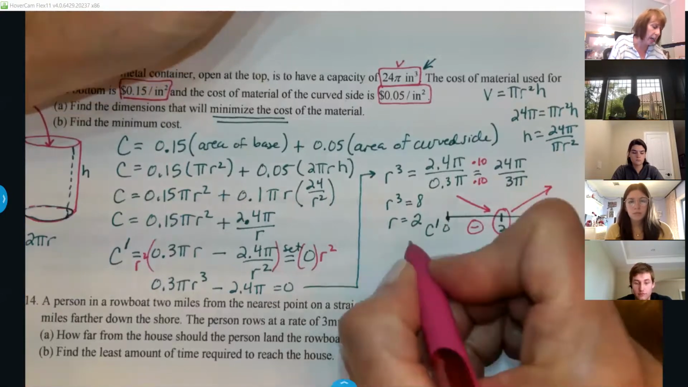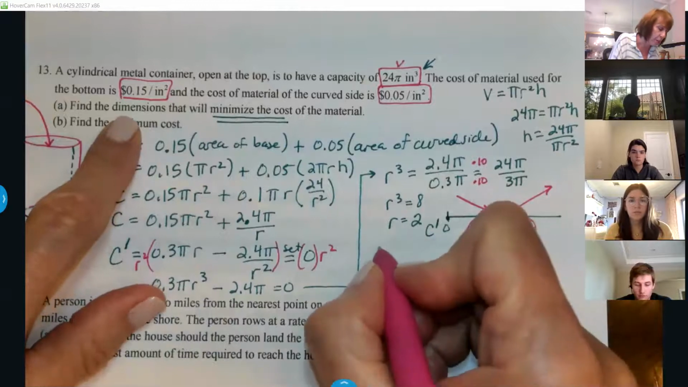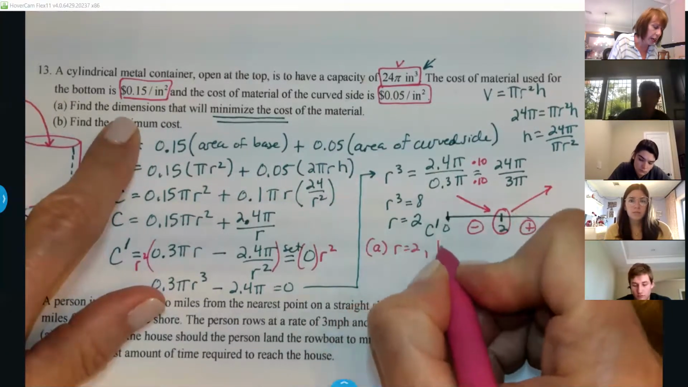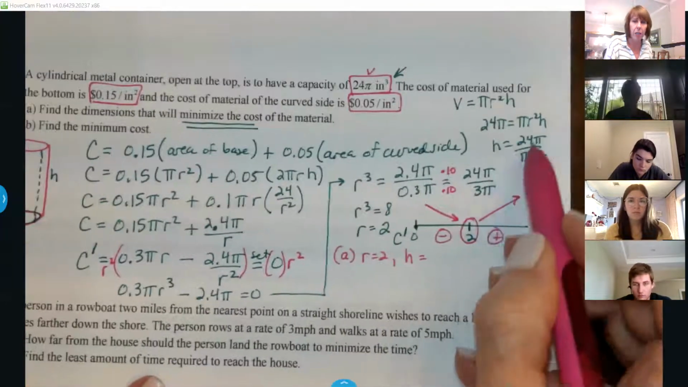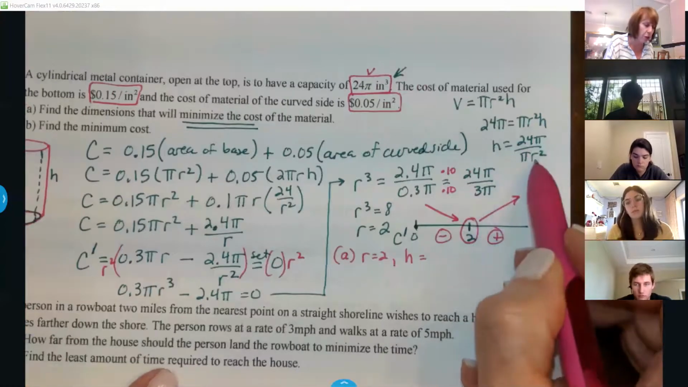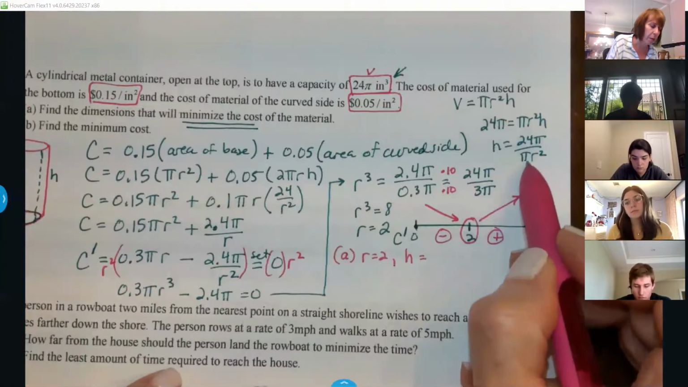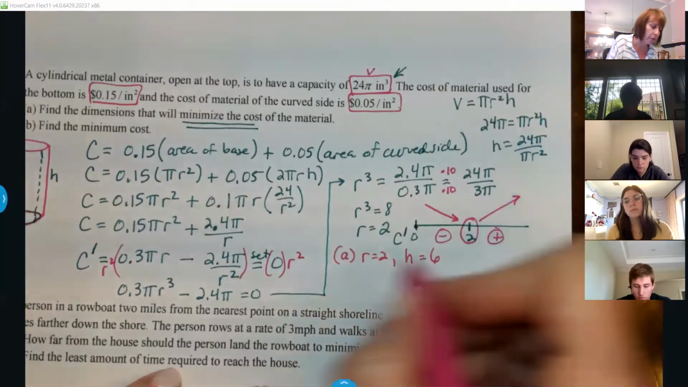So let's see what we're trying to find. Find the dimensions. The dimensions here for part A, R would be 2, and H would be, where did I find H? I found H right up here. If I put 2 in for R, I'm going to have 24 pi divided by pi times 4. So H would be 6.